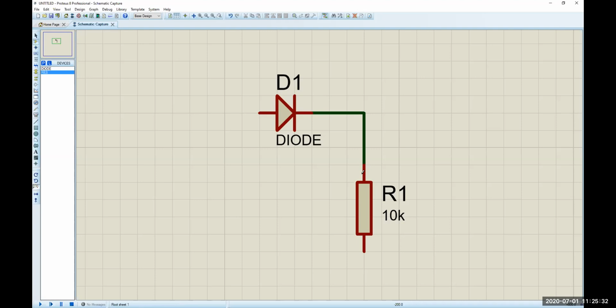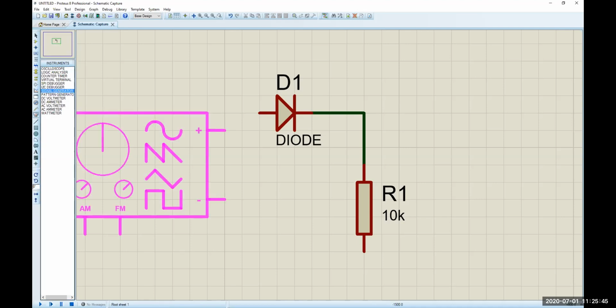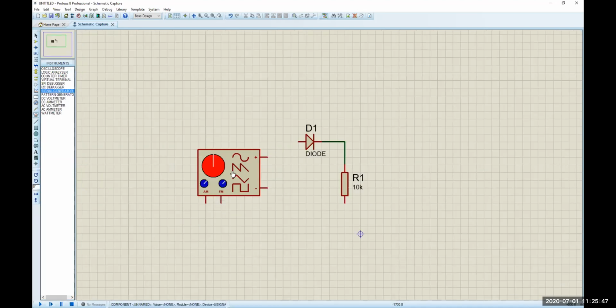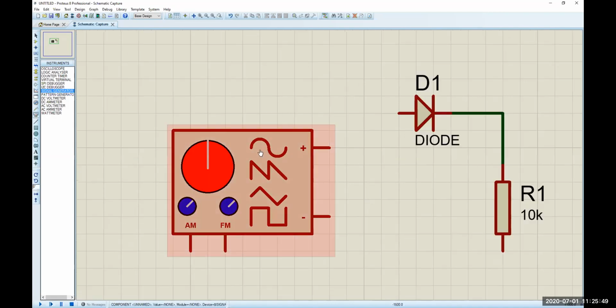Easy? Easy. Okay. Now here, instrument mode, instrument. I will click instrument. I need a signal generator. See at the middle, signal generator. Signal generator is the AC wave. That means sine wave, triangular wave, square wave. Can you see that? Okay. Now here, click that.